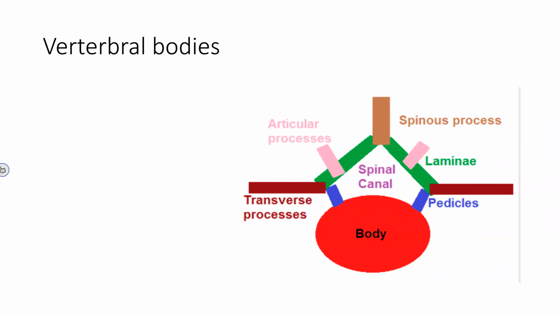So the vertebral bodies, this is a fairly useful diagram to understand where different things are. I know that I got quite confused between what the pedicles were and the laminae and the articular processes. But I think it's fairly easy to see with this diagram.